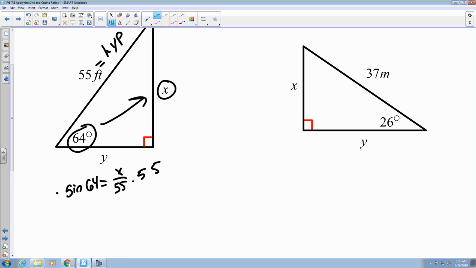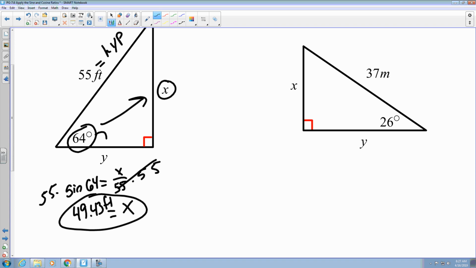Multiply 55 to both sides. So now x is equal to the sine of 64 times 55. When you write this in with your sine of 64, make sure that your mode is in degrees. We talked about that in the previous video. Multiply that by 55, and I get a value of about 49.43 feet for x.